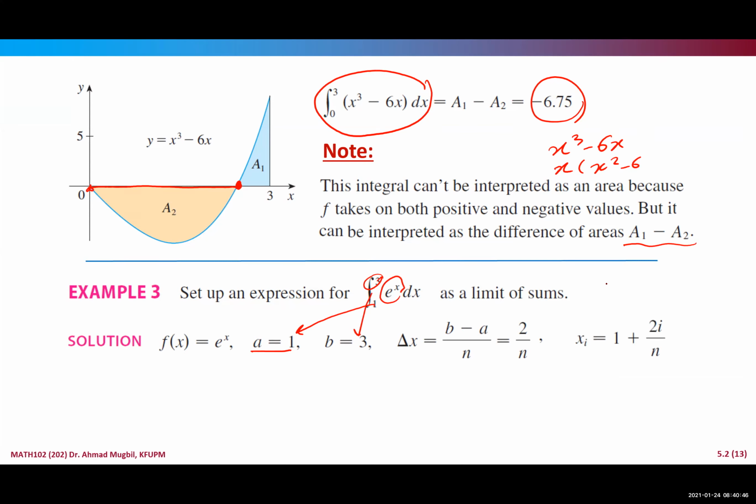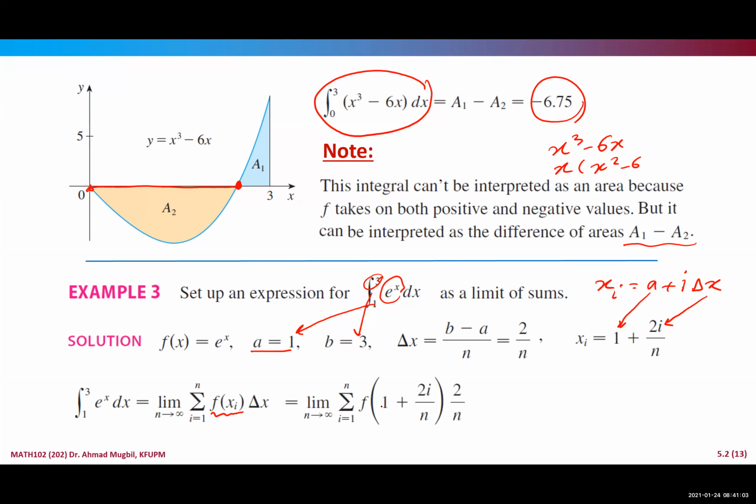Xi is a plus i delta x. A is 1, delta x is 2 over n. So this is xi. Then find f of xi. What is f of xi? It is e to the power xi. So it will be f of 1 plus 2i over n, which will be e to the power 1 plus 2i over n. And this 2 over n is a constant. There is no i here, so you can take it out.